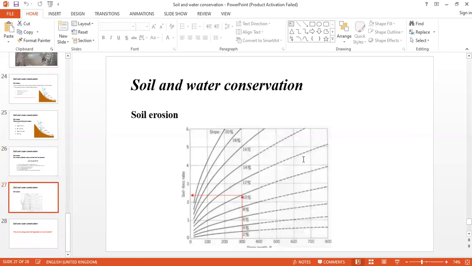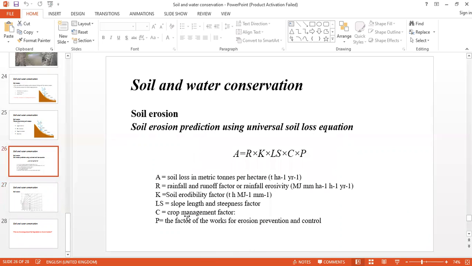This graph is simply for showing how to determine the LS factor. It's just a function of the slope and the length of the slope. So here you have the length of the slope. For example, if it's 300 meters, then you go to your slope. For example, if your slope is 10, then you can get your LS factor on this axis.